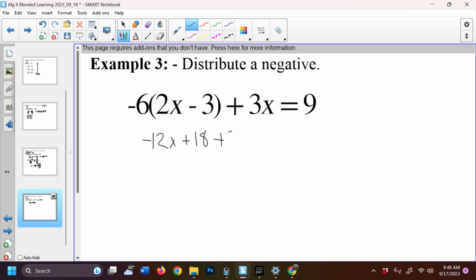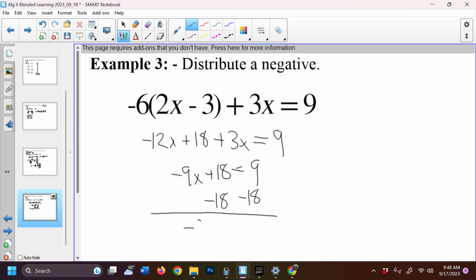And then I have this plus 3x equaling 9. So I have like terms here. I have negative 12x's and I have positive 3x's. That's going to give me negative 9x plus 18 is equal to 9. And then I am going to subtract 18 from both sides. And that'll give me negative 9x is equal to negative 9.